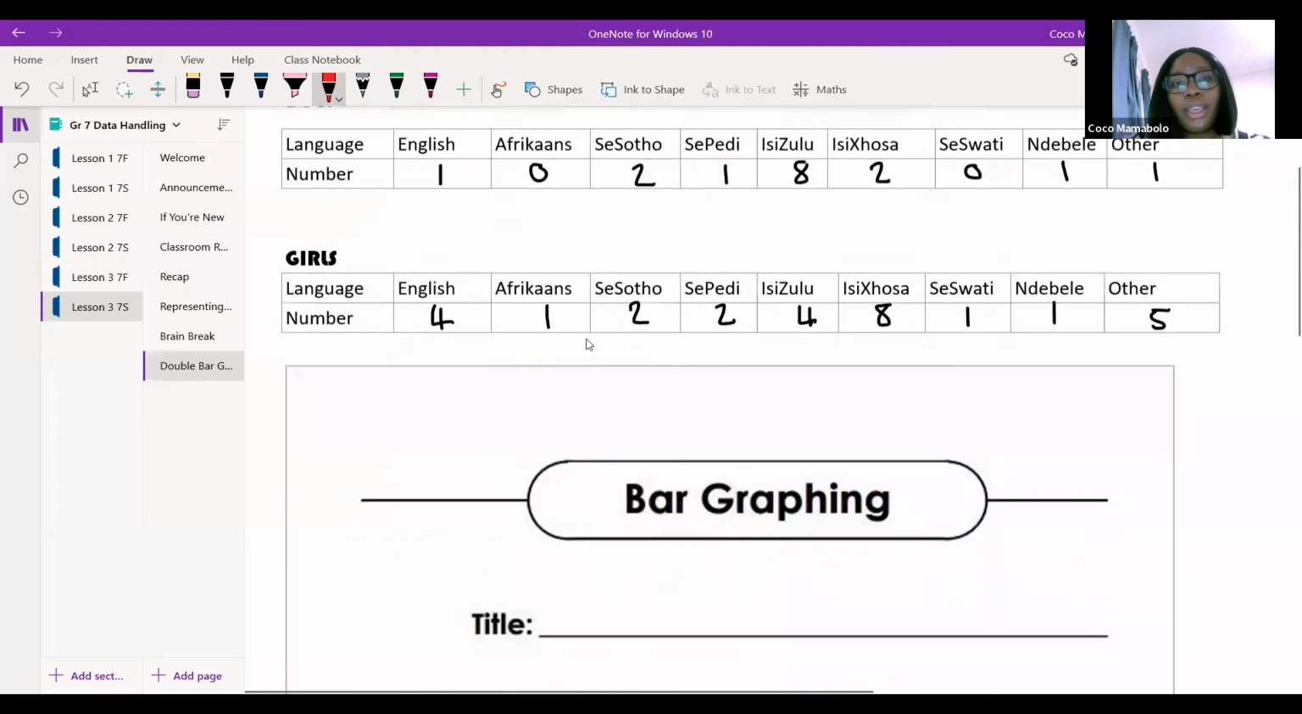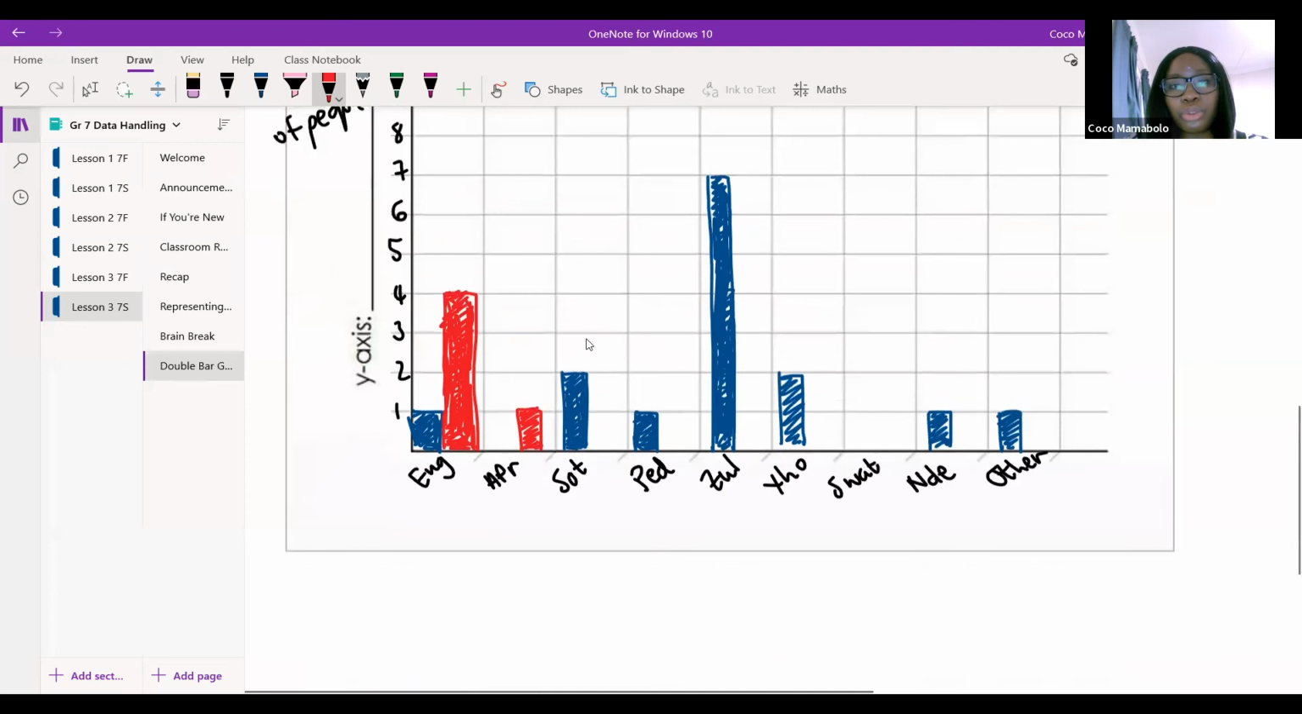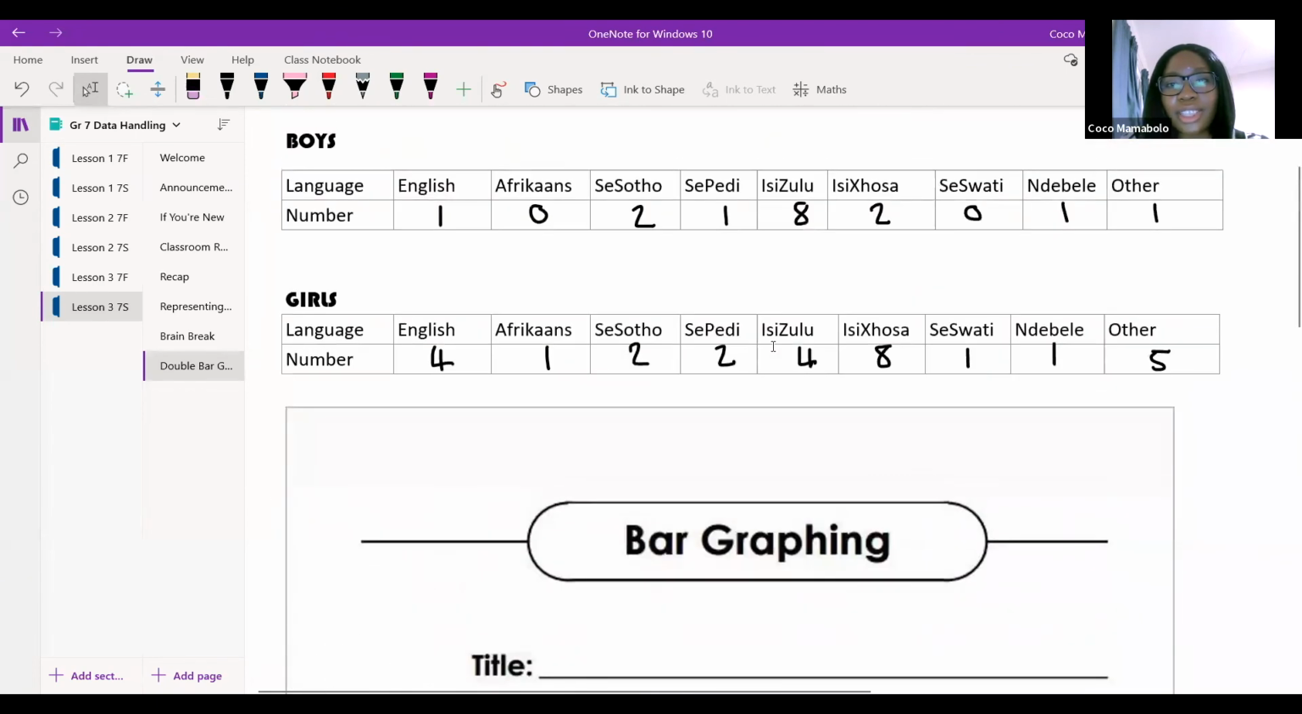Okay. And then Sesotho is 2 and Sepedi is also 2. So Sotho is 2. And Sepedi is 2 as well. What do you guys think of my drawing? I think I've got excellent, excellent drawing skills, guys.